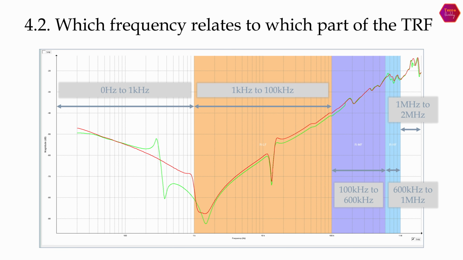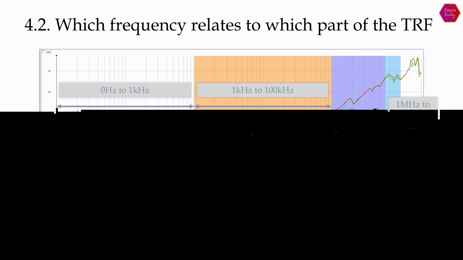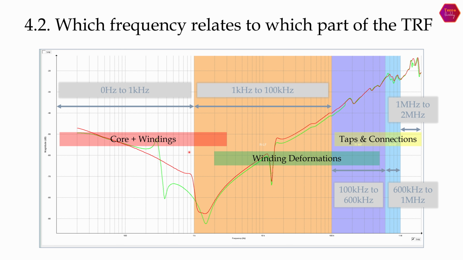This is how a typical SFRA response looks. As you can see, there is a 0 Hz to 1 kHz region, a 1 kHz to 100 kHz region, then 100 to 600, 600 to 1 MHz, and then 1 MHz to 2 MHz region. Core plus windings affect this frequency region. Winding deformations affect this region, and taps and connection leads affect this region. One thing to note here is that the frequency demarcations are not rigid, but rather overlapping.